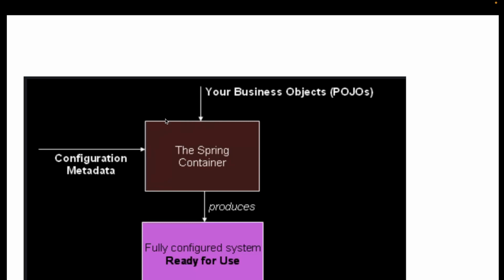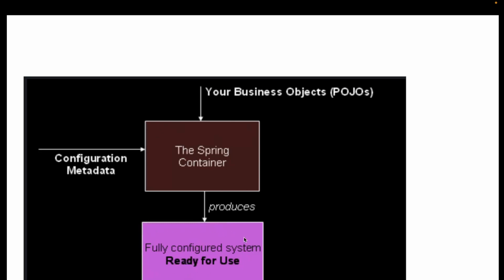This runs whenever you start your Spring Boot application. It needs the help of some configuration metadata. This configuration metadata can be provided in the form of an XML, or it can be provided in the form of a Java annotated class. So you can provide configurations in any manner, like the Java configuration way, or in the form of an XML. The Spring container takes this information and produces a fully configured system which is ready for use.